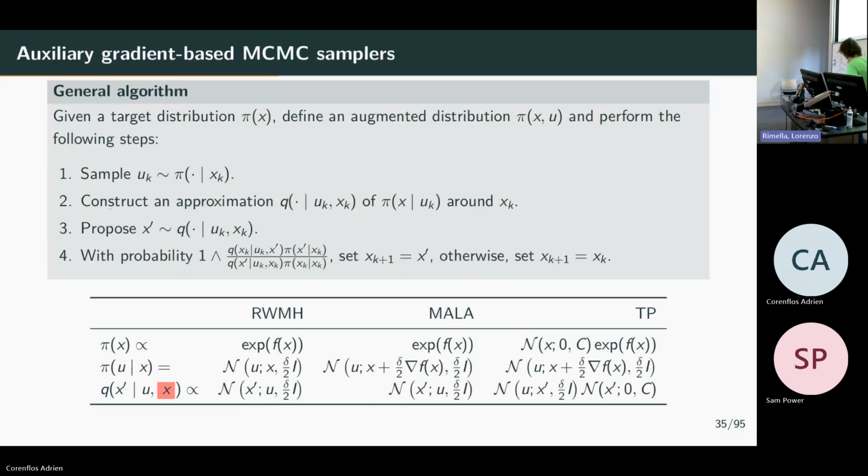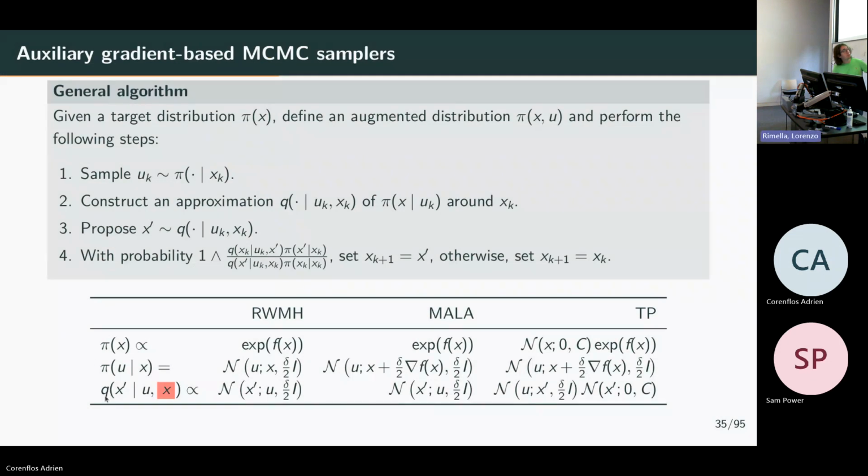That's a paradigm that's been used a lot in a paper I've included in the references, which is called auxiliary gradient-based MCMC samplers. The way you typically deal with that kind of problem is by augmenting the target distribution with a Gaussian, so pi of u, x is pi of x times this Gaussian here. And you can also augment it by using gradient information if you want. Make sense?